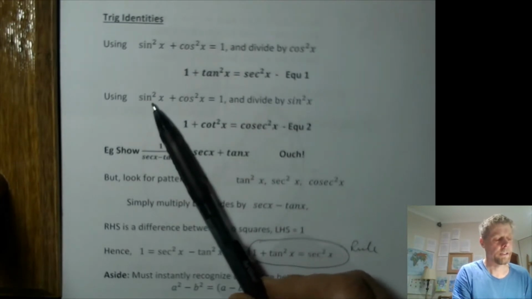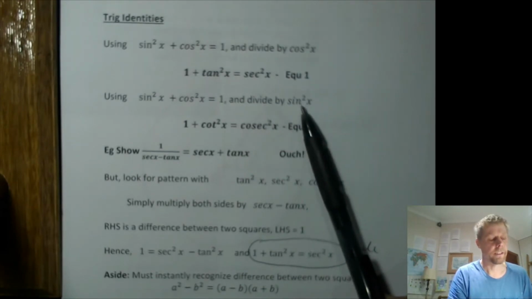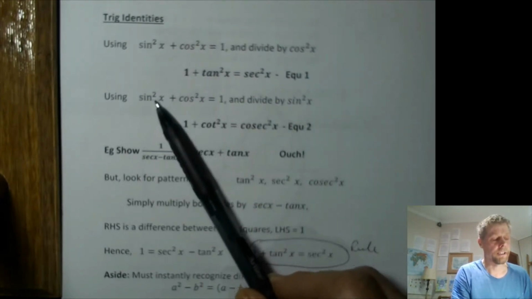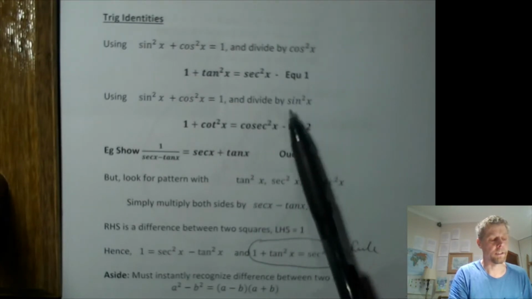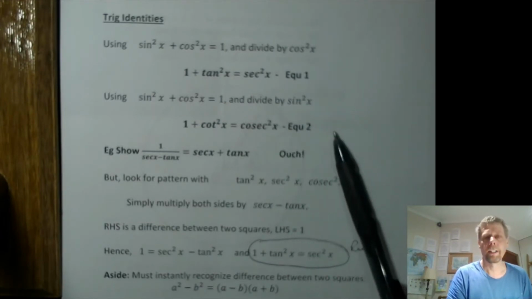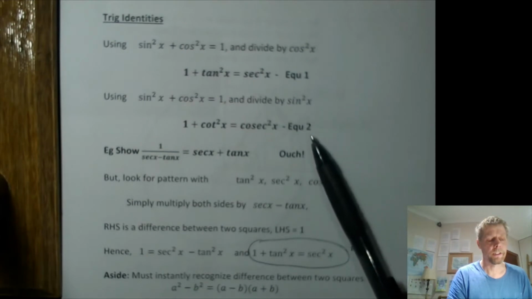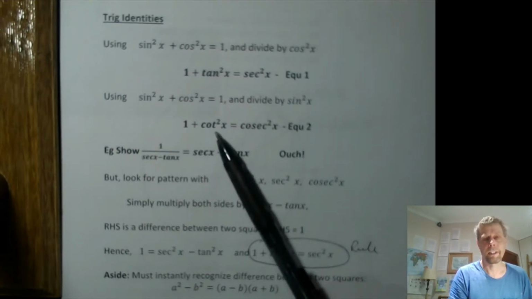And for the second one, we use the same sine squared plus cos squared equals 1, and we divide it by sine squared. So sine squared over sine squared is 1, cos squared over sine squared is cot squared, and 1 divided by sine squared is cosec squared. Although these are simple to derive, it's good to memorize them. It's good to know them and be able to spot them in the exam. If you see, for example, a cosec squared, ask yourself, how can I express this maybe with a cot squared, and vice versa. So be on the lookout for that.